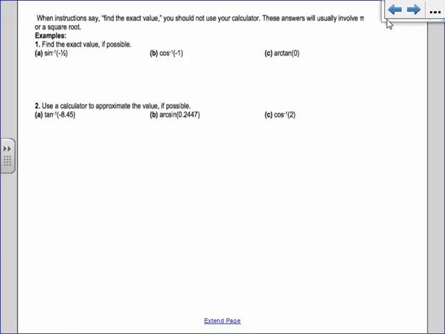Okay, so when instructions say find the exact value, you should not use your calculator. So these answers will usually involve pi or square root. So I'll probably have a calculator, non-calculator test. These would be a non-calculator test question when it says find the exact value.